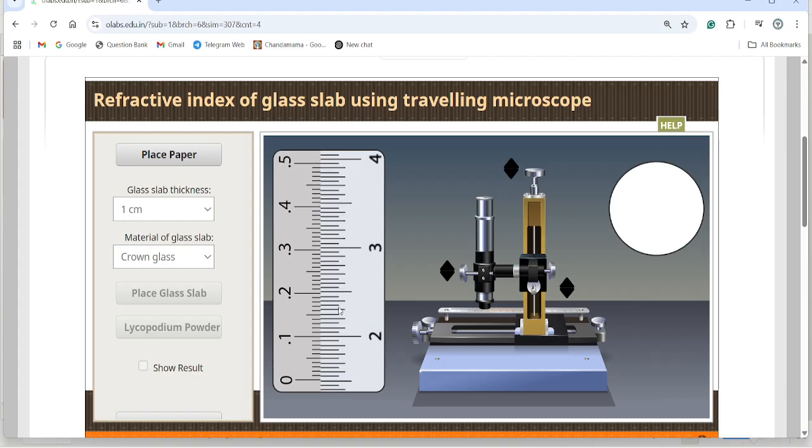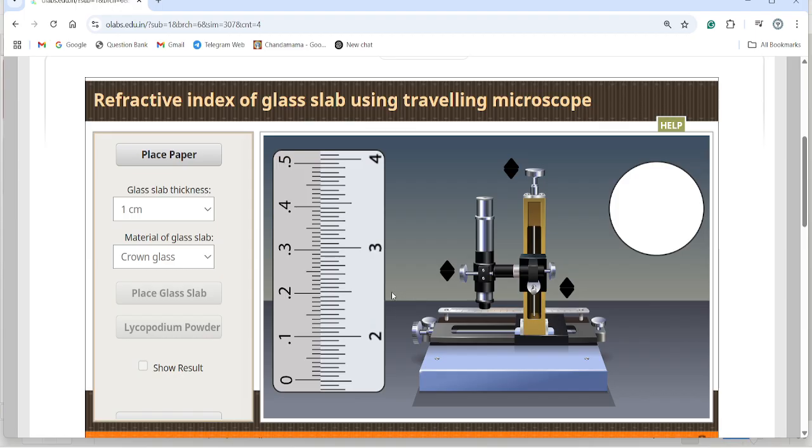Today we are going to discuss the refractive index of a glass slab using a traveling microscope. This is an experiment in the 11th and 12th board examinations. It is also important. The same concept is there in your 12th physics in the ray optics chapter, in the form of refractive index equals real depth by apparent depth. First, let me explain the concept and how we are going to use that concept in this experiment also.